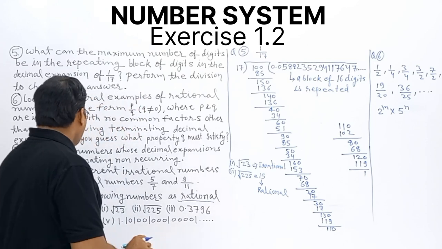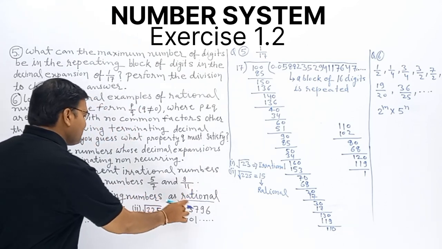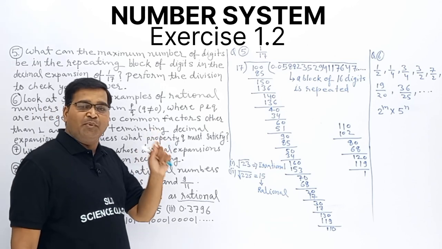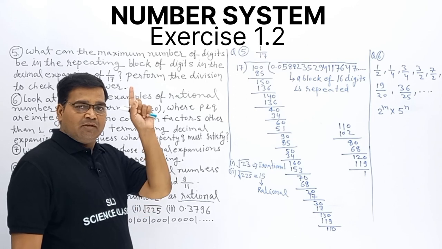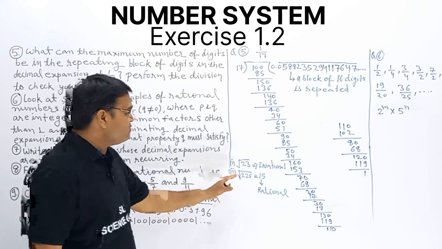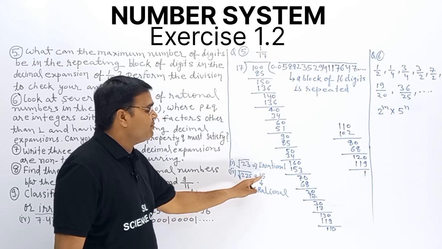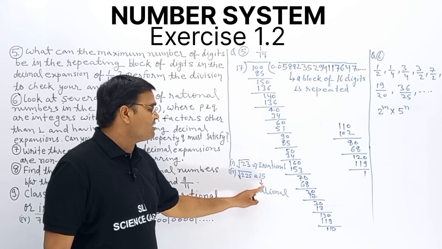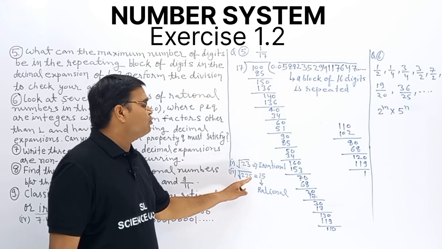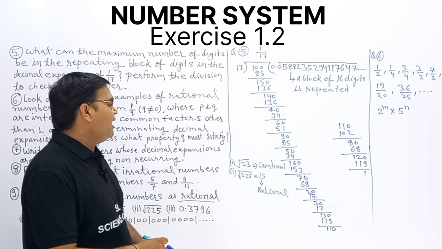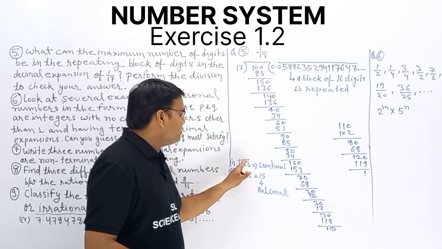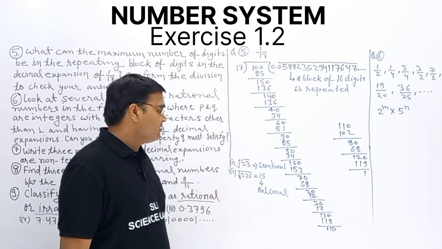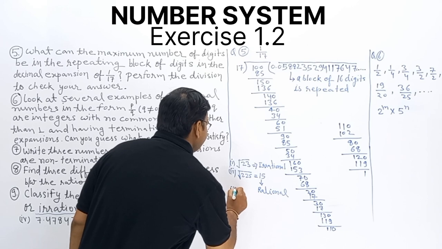What are we doing? We are classifying rational and irrational. For rational, it can be expressed in the form p upon q. All integers are rational. So the square root of 225 is 15, and 15 is an integer, and all integers are rational. So the square root of 225 will be a rational number. And for the square root of 23, 23 is a prime number, and the square root of a prime number will be irrational. Clear?